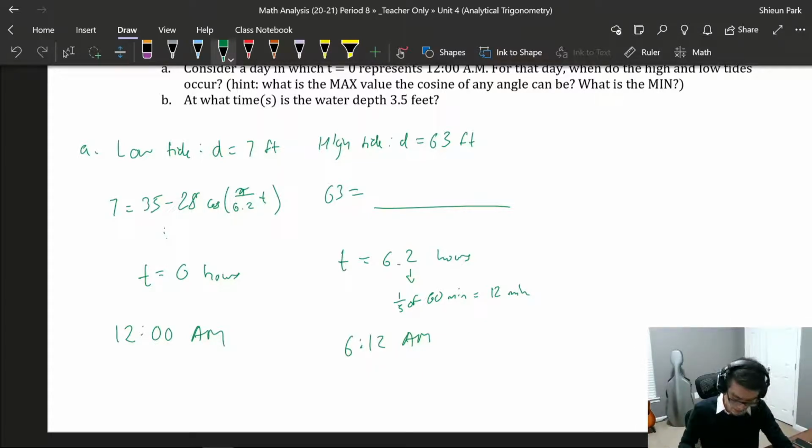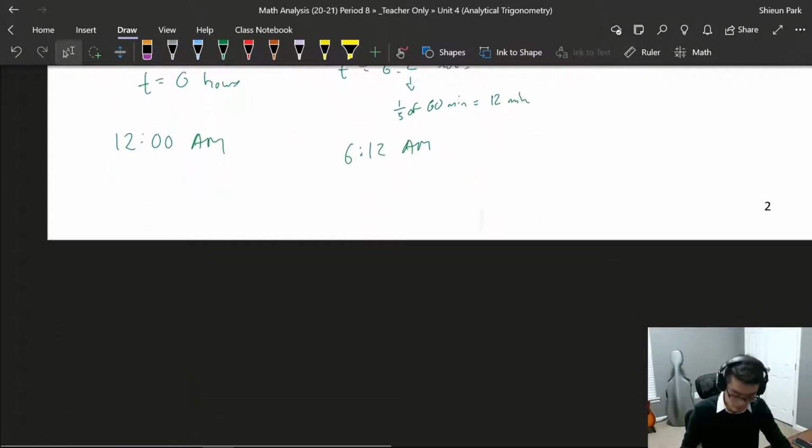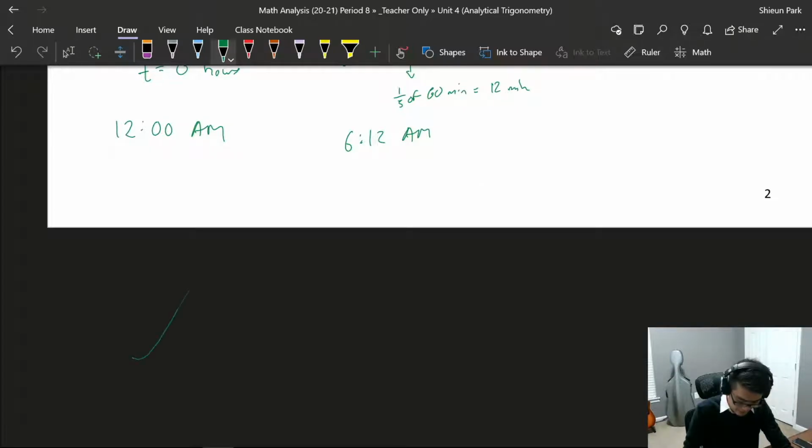So now that we have that, you might think, oh, we're done, right? We're cool. Something you've probably forgotten is, remember that idea of the cycle? Low tide, high tide, low tide, high tide. So here it's at 12 a.m., right on the dot, and this one is going to be at 6:12 a.m.